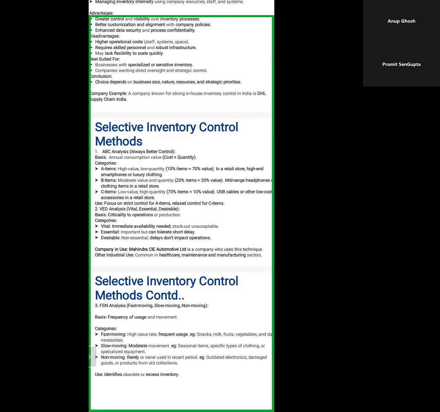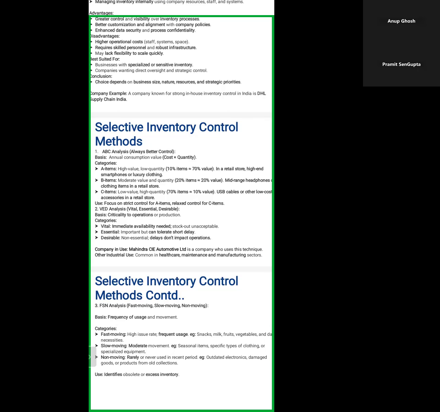Next is essential, important, but can tolerate a short delay, means slow moving, we can say. And finally, we come down to the desirable section of the inventory control method, which is non essential by type. Delays don't impact the operation process. So, non moving or slow moving again, most slow moving, we can say.